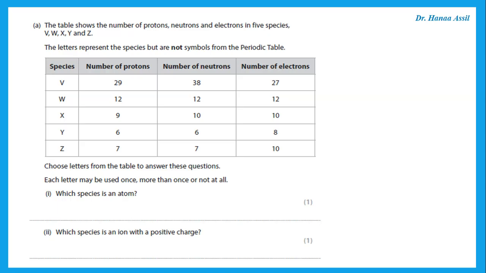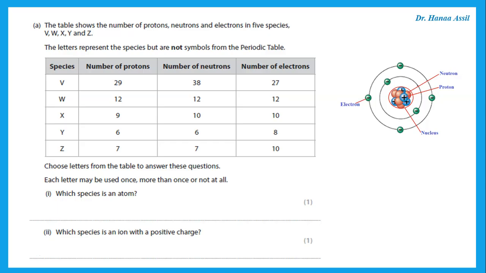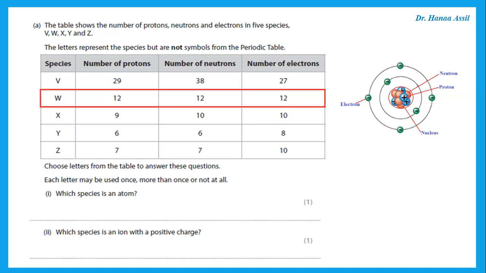The table shows the number of protons, neutrons, and electrons in 5 species. Which species is an atom? In order to be an atom, what should it be? It should have the same number of protons and electrons. Remember, to be an atom, that means it has not lost or gained any electrons. So looking at W, for example, the number of protons is equal to the number of electrons, so that's an atom.